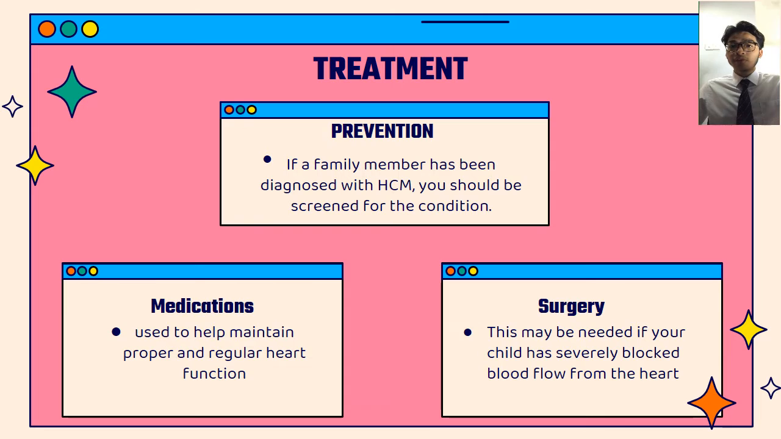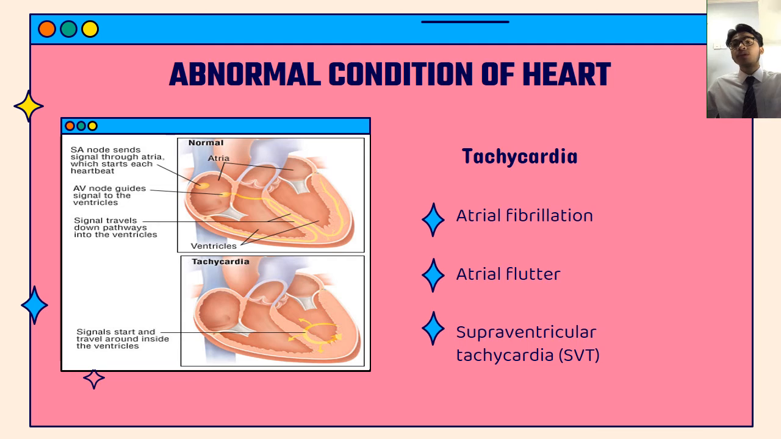And prevention, this is a prevention action that we can take. If a family member has been diagnosed with HCM or cardiomyopathy, you should be screened for the condition because HCM can be inherited by lineage. That's dangerous. Second abnormal condition of the heart is tachycardia.